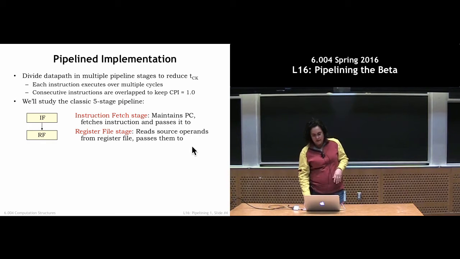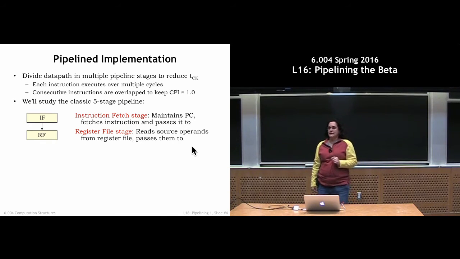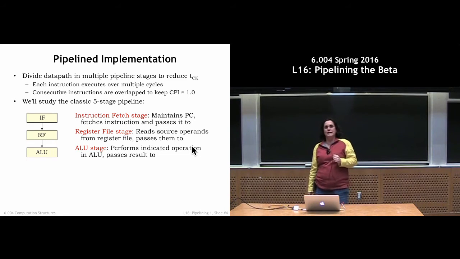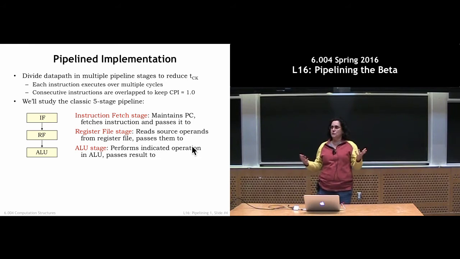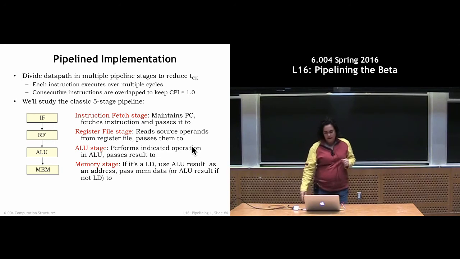This information is then passed to the register file stage. In the register file stage, you take the information about that instruction you just fetched, and now you can read the operands that are associated with that instruction. You then take those operands and pass them on to your next stage, which is your ALU stage. In your ALU stage, you're going to do the computation that you want to do on these operands. Then you pass that onto a memory stage.